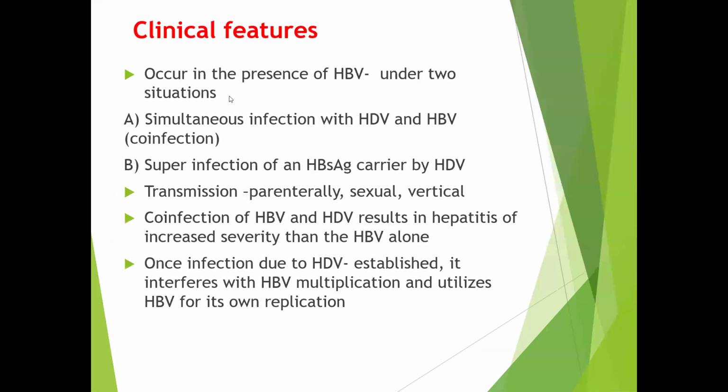Next, clinical features. The hepatitis D virus infection occurs in the presence of hepatitis B virus. So if there is hepatitis B infection, then only hepatitis D infection takes place. What are the two situations? That is simultaneous infection with HDV and HBV, so here that is co-infection. The patient is simultaneously infected by hepatitis D virus and hepatitis B virus. And next, superinfection. What is meant by superinfection? Here an HBsAg carrier is infected by the hepatitis D virus.